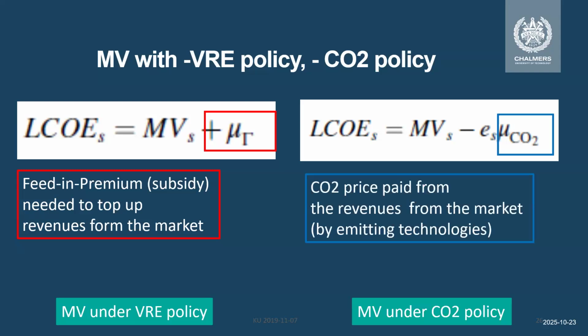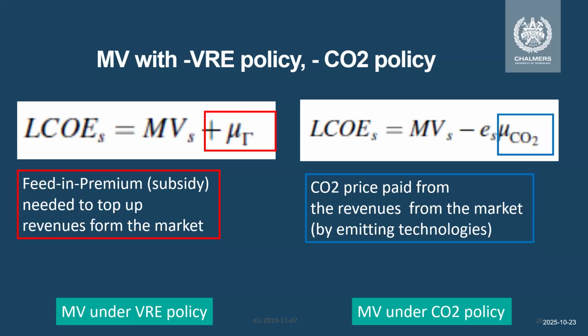To contrast that, under a CO2 policy, the LCOE is the market value minus what the fossil generators have to pay in tax. So epsilon here, or E, is the emission factor of fossil technology S, and mu is the CO2 tax. The LCOE is the cost to produce a unit of energy using this thermal technology, using the utilization factor that is there in the optimal mix. And they get the revenue from the market, so the market value, but they then have to pay the CO2 tax.